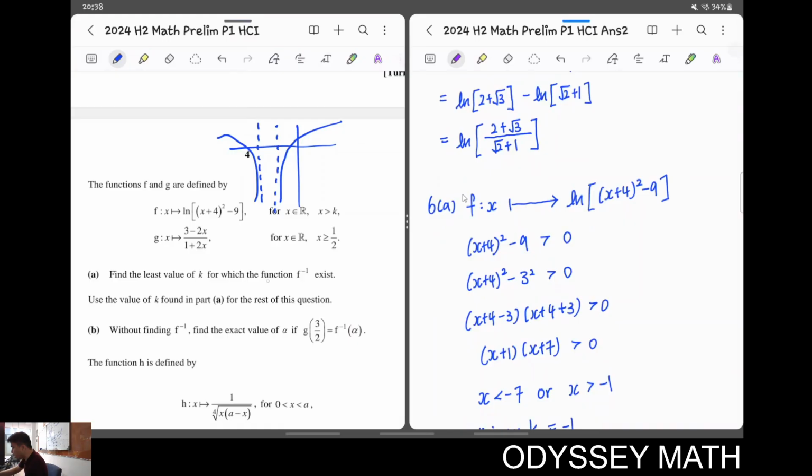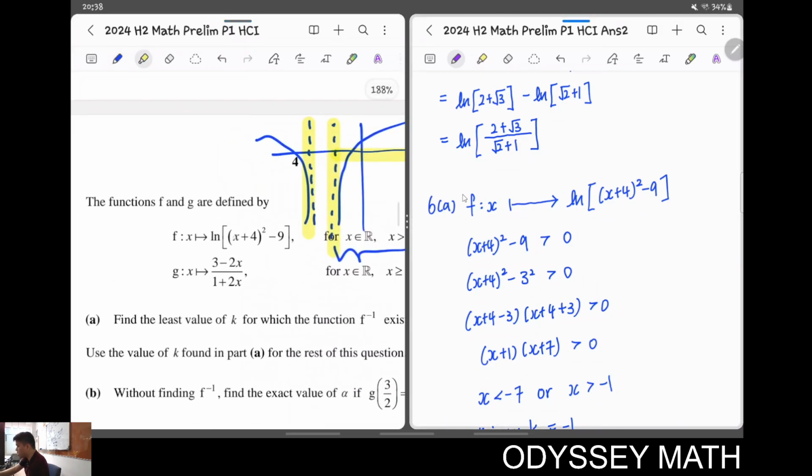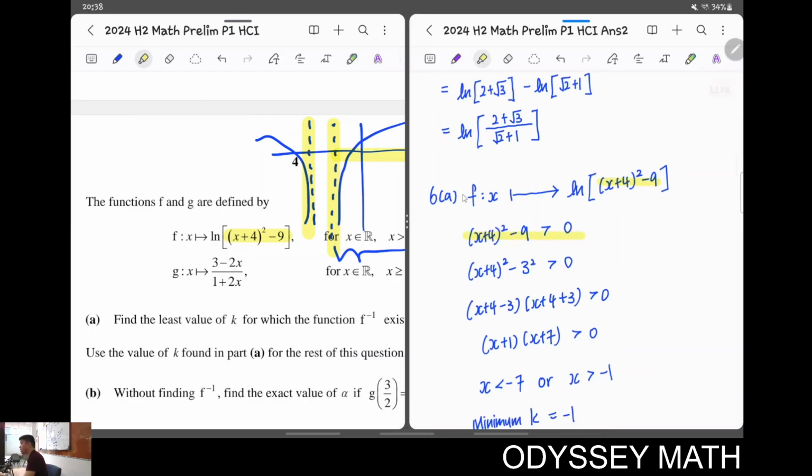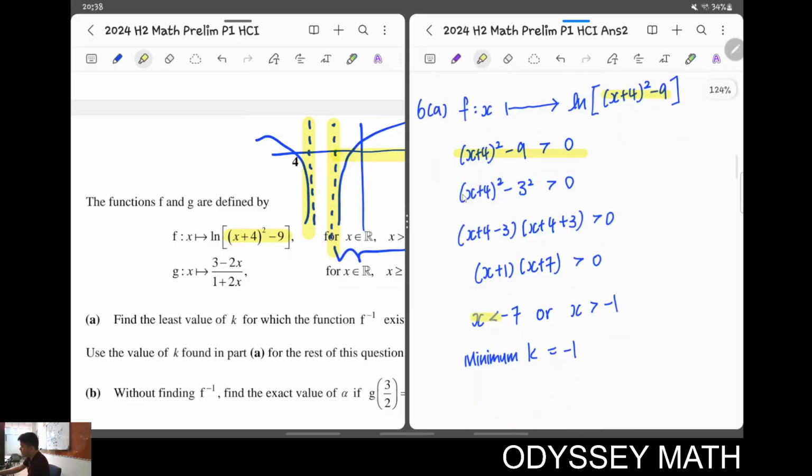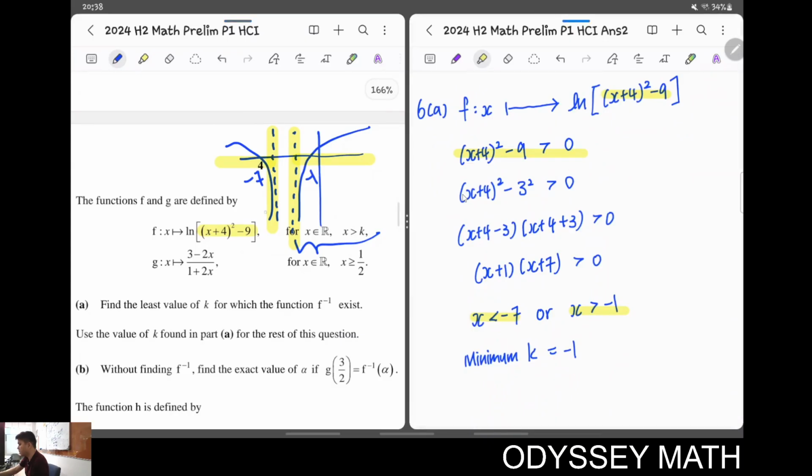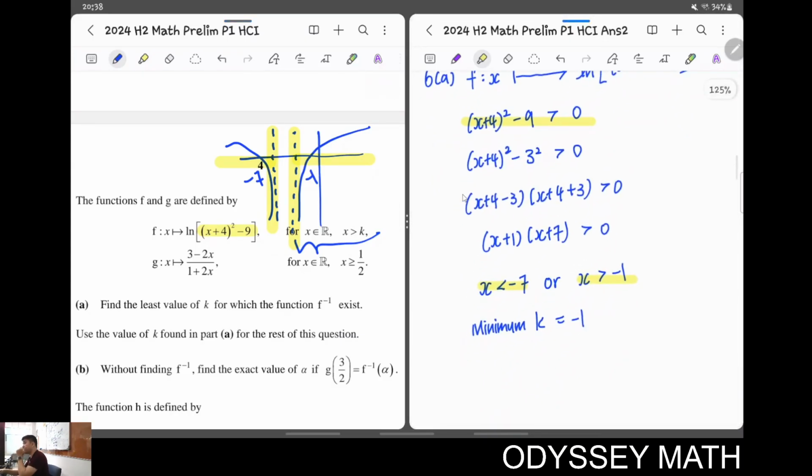So I want f inverse to exist, meaning that for the original function, I need to make sure that any horizontal line cuts at most once. So I need it to be here onwards. Question is, how do I know what is the equation of this vertical asymptote? Now you know, using your logarithm knowledge, that anything inside the ln must be more than 0. And then you solve it. I'll leave it to you to solve. The function is only defined when x is less than minus 7 and when x is more than minus 1. Understand? So then your minimum k would be minus 1.